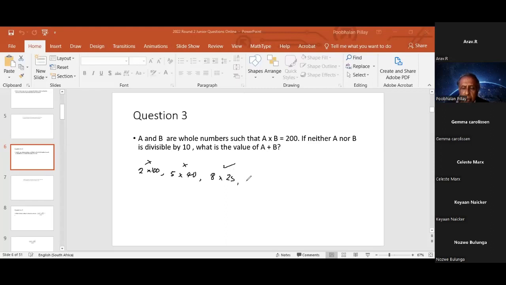Okay, and if you want to go on a little bit, the next one is 10, and we can eliminate that, and so on. All the others have got a 10 in them. So the only pair where neither is divisible by 10 is this. So this has to be A and B. So A plus B is 33. It doesn't matter which is A and which is B. We are looking at the sum of these two, and the sum of these two has only one answer. So the answer to question 3 is 33.